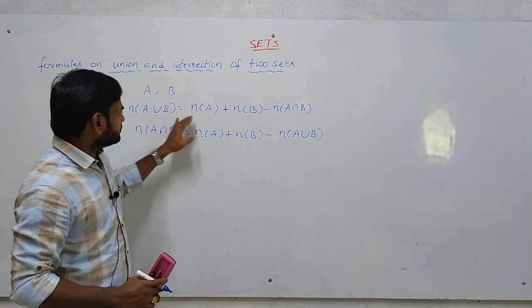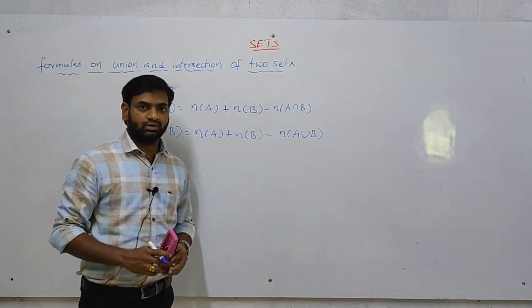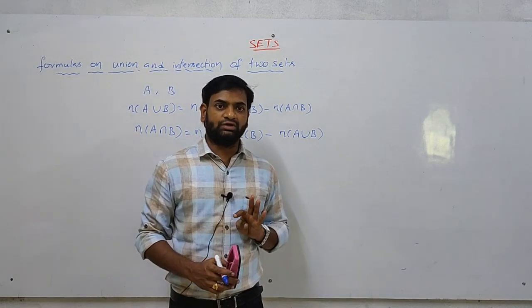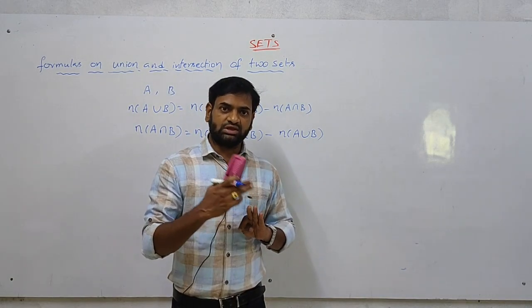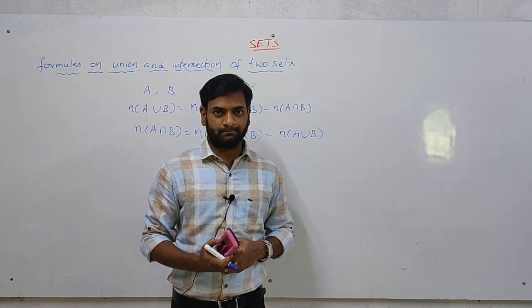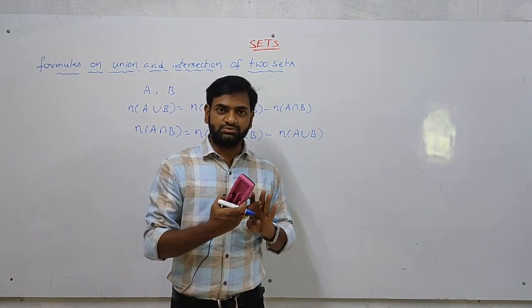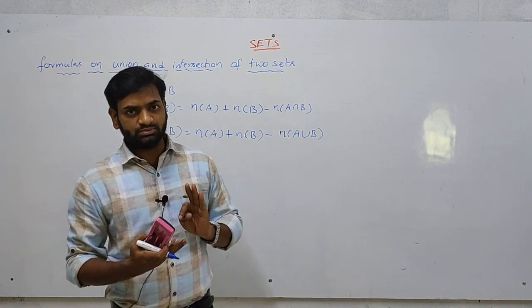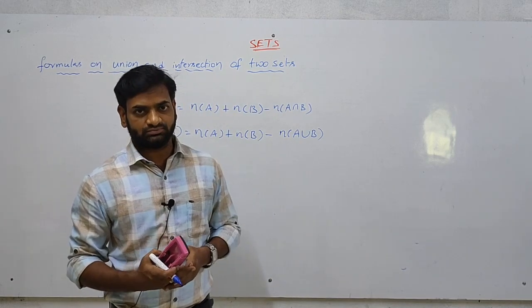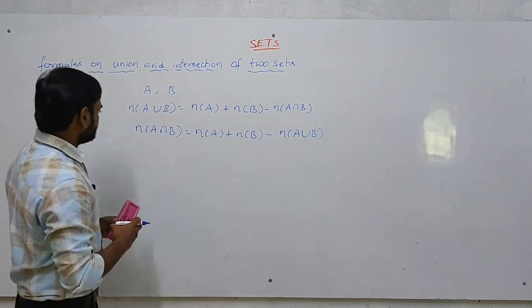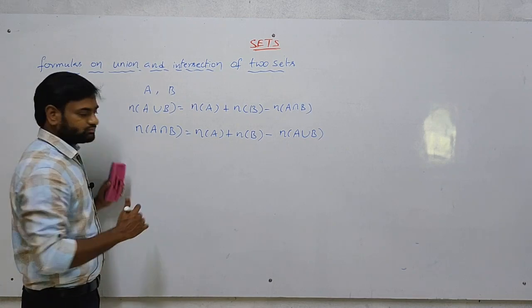So how many terms are there? 1, 2, 3, 4. Out of 4 terms, if he gives 3 terms, you can find the other term, whichever it may be. If he gives the values of 3 terms, you can find the other one by using this formula. So this is the formula for 2 sets.